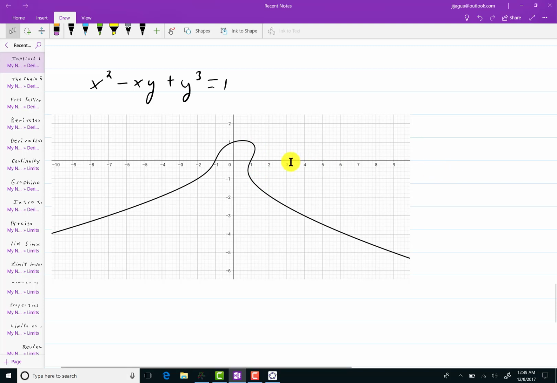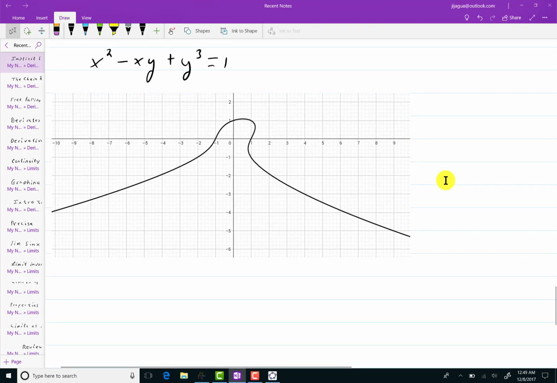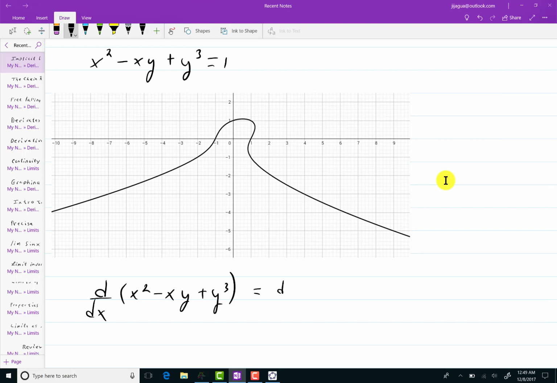It's clear that it goes through the points negative 1, 0 and 1 comma 0. First thing I'm going to do is take the derivative of everything with respect to x. d over dx of x squared minus xy plus y cubed equals d over dx of 1.